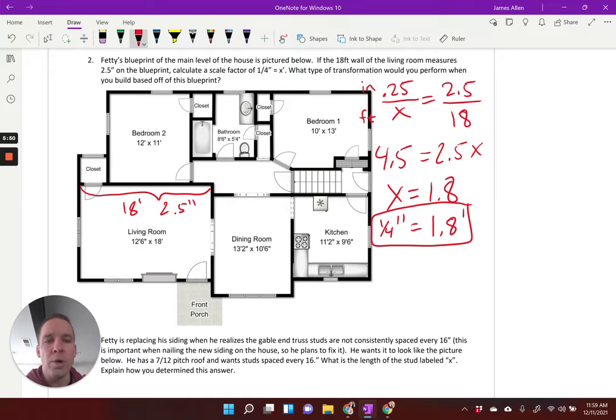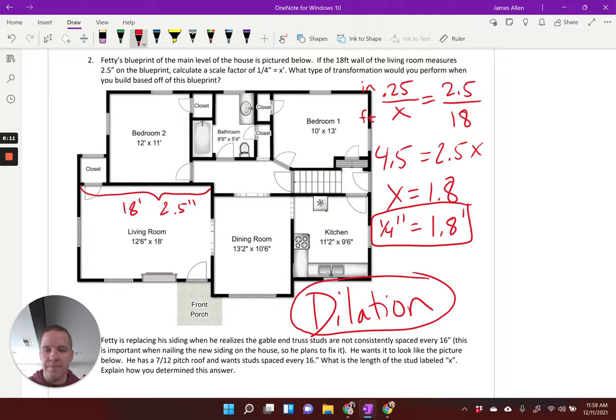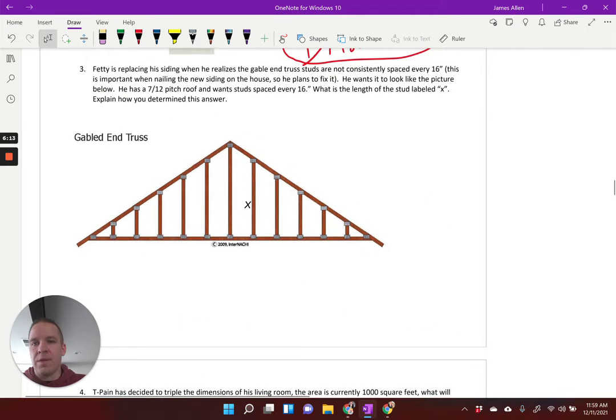The next part, what type of transformation would you perform when you build off this blueprint? We're going from small to large. All right, so that is a dilation. Very good. Oop, kind of covered up some other stuff there. Dilation. All right. Number 3, Fetty.